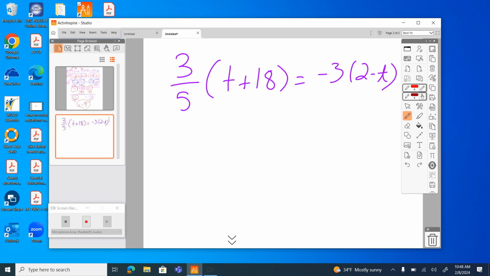Where is my highlighter tool? There we go. Right there. Yeah, I know. No, I want the highlighter. There we go.